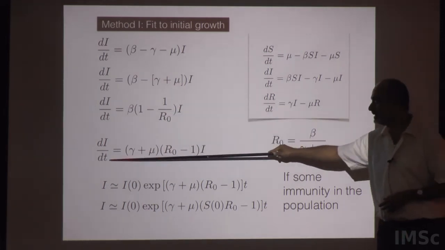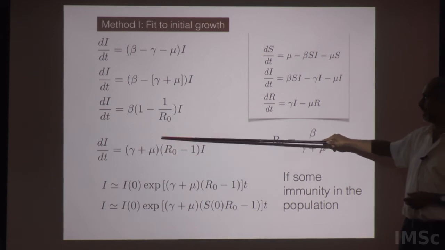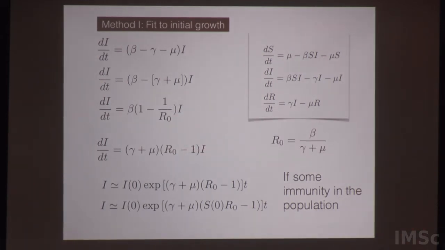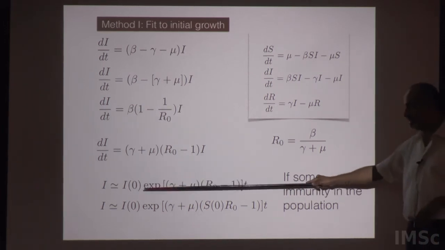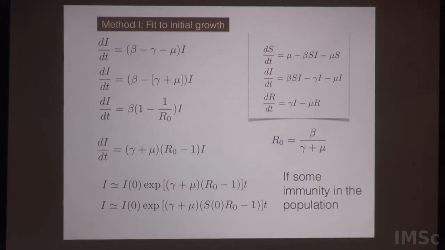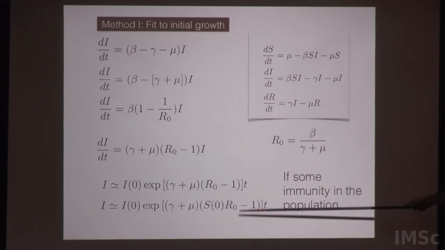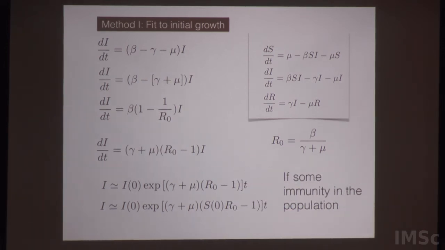Then integrate this to get dI/dt is beta times, so again I can write it in this particular form with R naught minus 1. This is dI/dt equal to something times I, which I can integrate to give I naught exponential of this particular term, which I can write in terms of susceptible population times R naught minus 1, if I pull these terms out correctly. So if there is some immunity in the population, then S is reduced from 1 to S naught, which I need to do in order to write that particular equation.